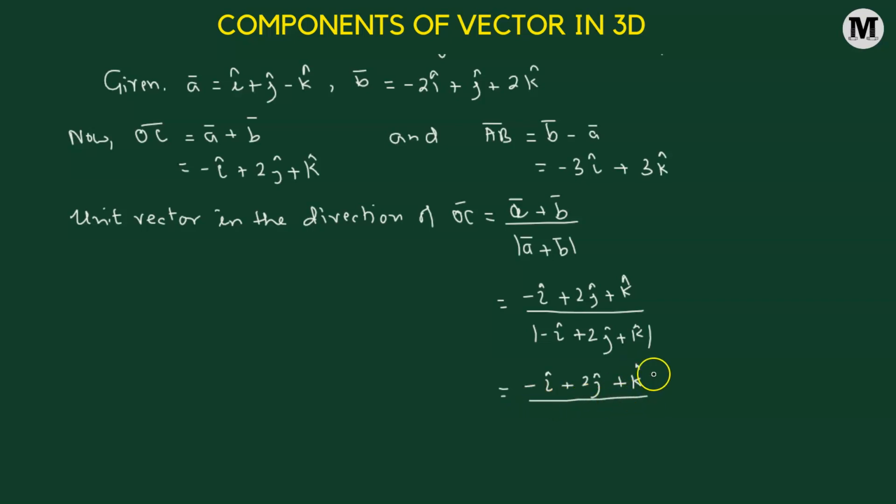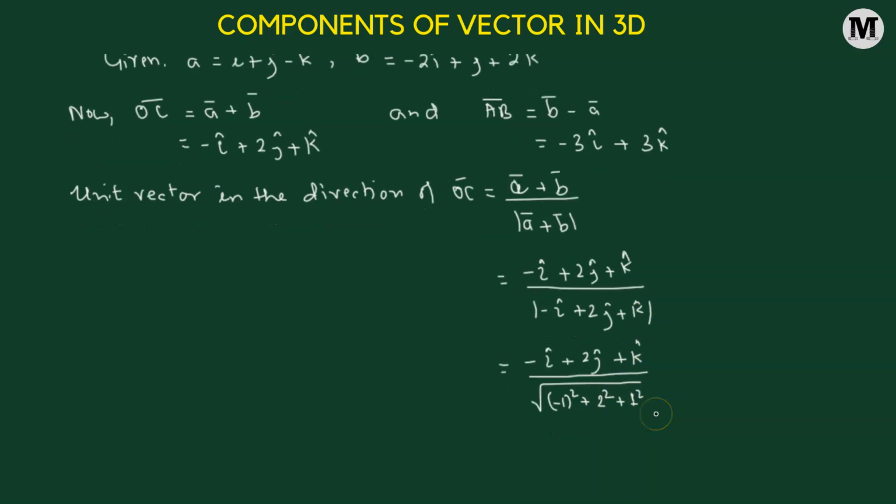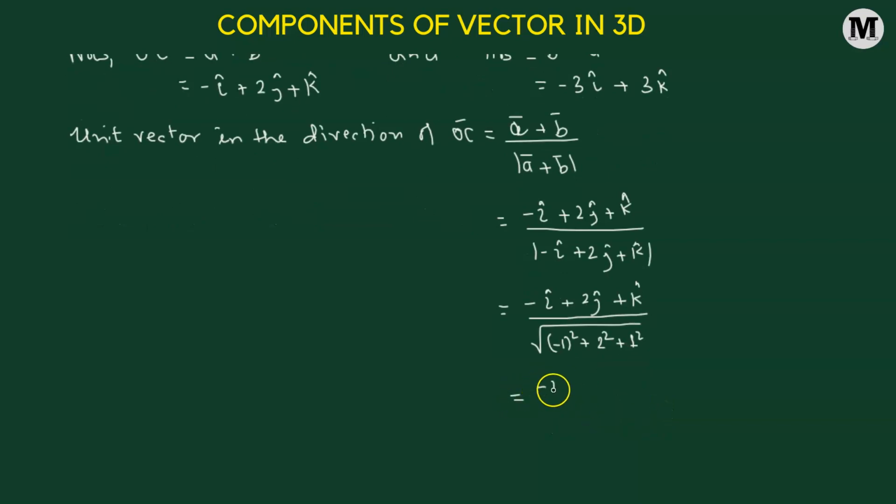To find out the magnitude, all we have to do is take the square root. Underneath the square root, we have to find the sum of squares. So we'll start with the coefficient of i cap, so that's negative 1. We're going to square this value, add it to the square of the coefficient of j cap, so that's 2 squared, add it to the square of the coefficient of k cap, so that's 1 squared. So we have 1 plus 4, that's 5, 5 plus 1, that's going to be 6. So we have negative i cap plus 2 j cap plus k cap divided by square root of 6, and this is going to be the unit vector in the direction of the diagonal OC vector.